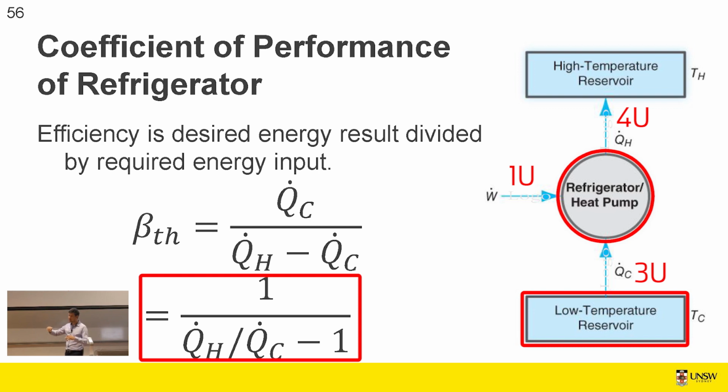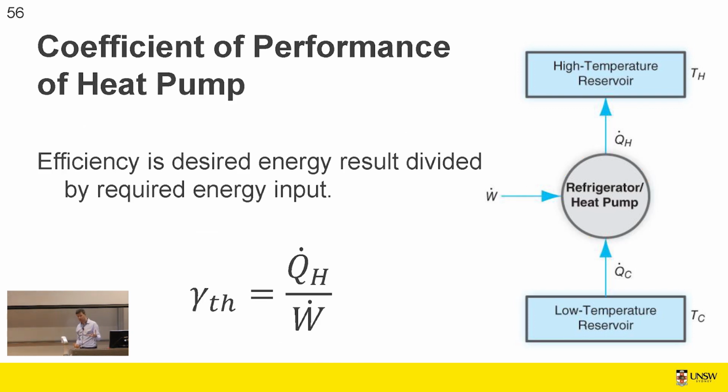If you wanted this to be a heat pump and what you cared about was making the hot space hotter, then the coefficient of performance would be what you want, which is the 4 units, divided by what you put into it, which is 1 unit. So the coefficient of performance of the heat pump would be 4 in the same situation. So indeed, for a heat pump, what we want is heat out, the heat to the hot space. What we have to put in is work. We denote that gamma, and there's an equation for that as well.